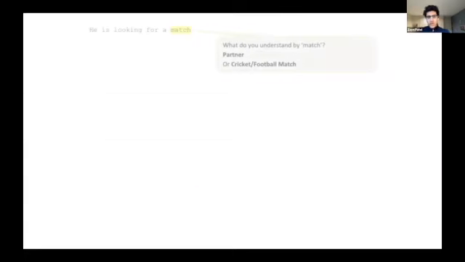First part is something called lexical ambiguity. So in this sentence, he is looking for a match. The computer doesn't know and has very difficulty just understanding which is correct. Is he looking for a partner, as in someone to go on a date with? Is he looking for a cricket or football match? Is he looking for a match to potentially light a candle? So we have to teach the computer what it means in this context.